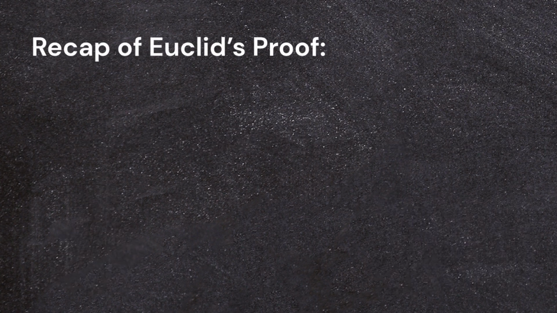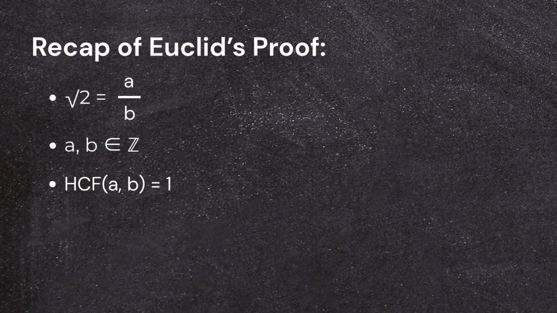Let's quickly recap Euclid's proof. He assumes that the square root of 2 could be written as a fraction of integers a by b, where the HCF of a and b is 1. This led to the equation a squared equals 2 times b squared. From this, he showed that a must be even.